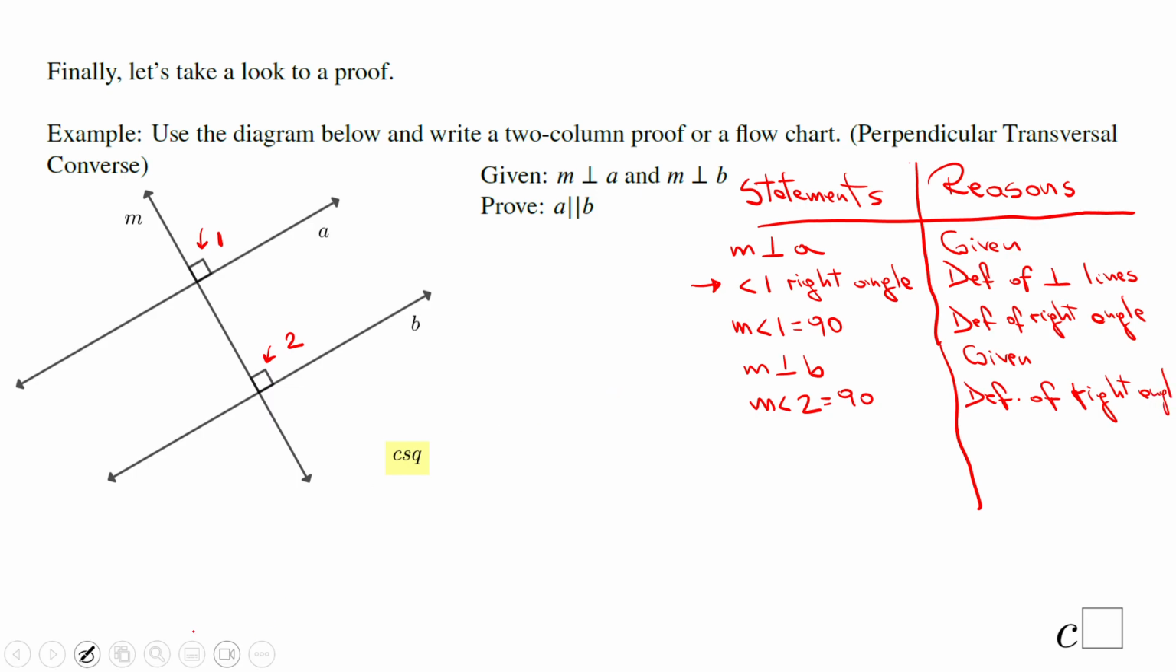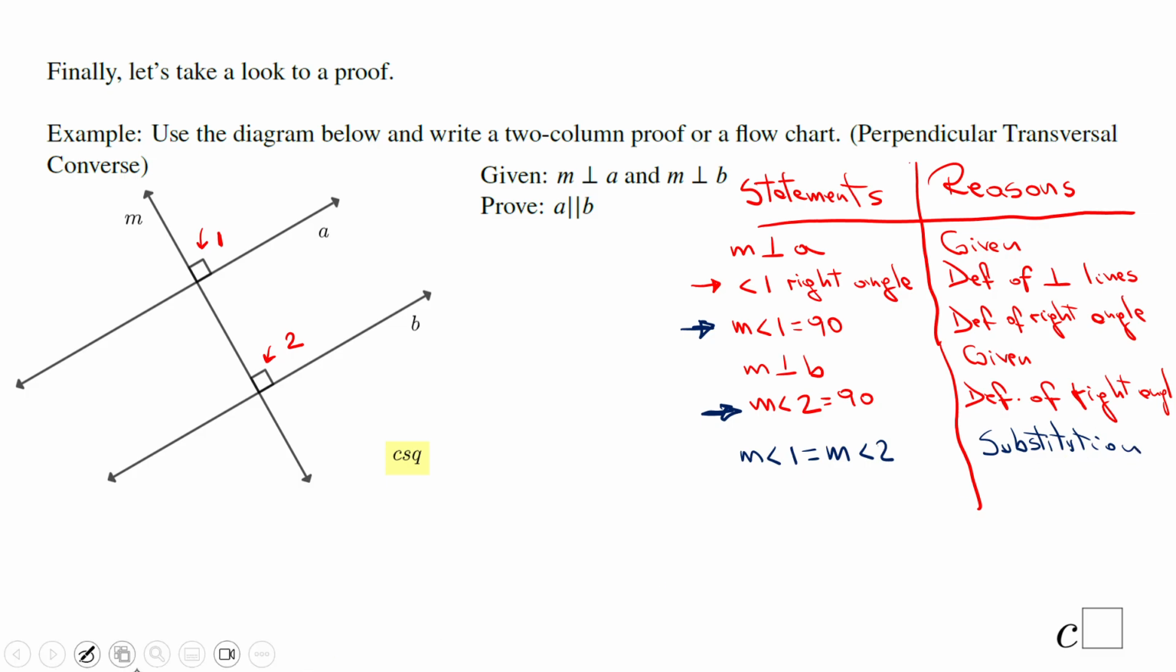But now let's take a look at these two statements. If we notice, angle 1 is 90 degrees, angle 2 is 90 degrees. So that tells us the measure of angle 1 is the same as the measure of angle 2. Both of them are 90 degrees. And here is an algebraic property. You can use either the transitive property of equality, but I think here we can better use the substitution property. But either one will be good.